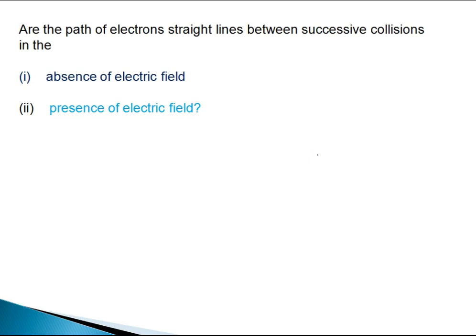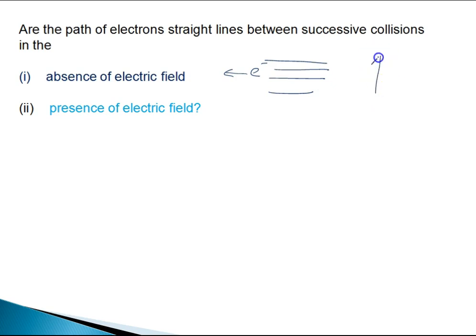Okay. Now I am asking one more thing. Is the path of an electron a straight line between successive collisions in the absence of electric field and in the presence of electric field? All of you just recall the first chapter, electrostatics. Motion of a charged particle in electric field. Yes. Path will be a straight line when theta is 0 or 180 degrees. I think all of you are recalling that situation. If electric field is uniform and the electron always experiences the force opposite to the electric field, then it may be a straight line.